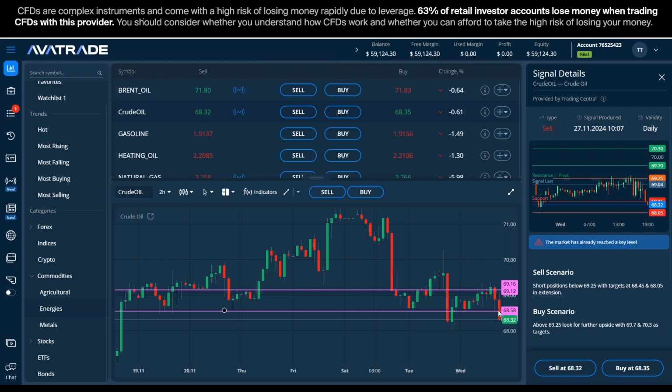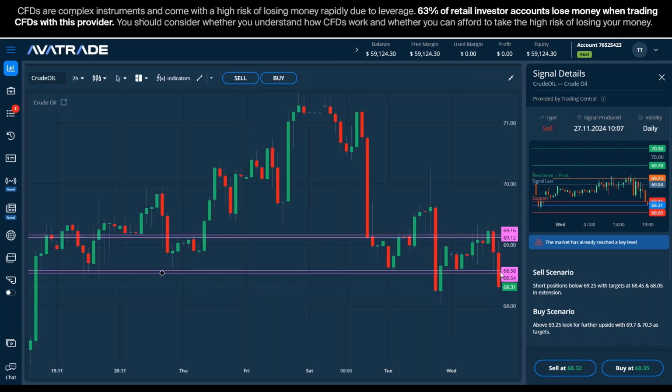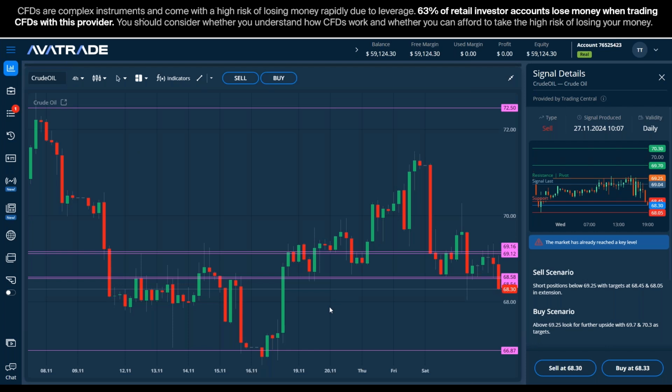Okay. And we see here, it just broke these support levels that I drew from last week. And it's an active downtrend on these 2 hour candles. Okay. It just broke this support level here. So what we're looking at is, if we look at larger candles, crude oil looks like it could drop to this next price level down here, which is a support level from last week and even further back.